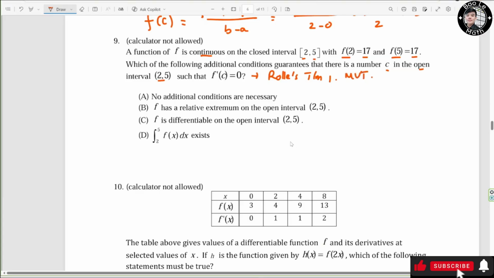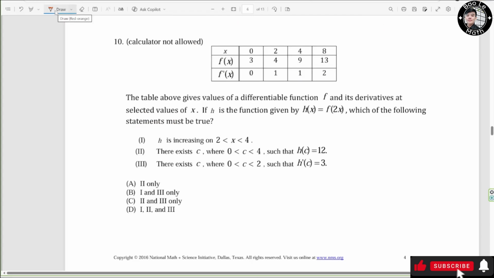So in order to apply the mean value theorem, you need the function to be differentiable, right? Now, the question just gives you continuous, that's not enough, right? So the answer must be C, right? The function must be differentiable. Now let's move on to question 10.